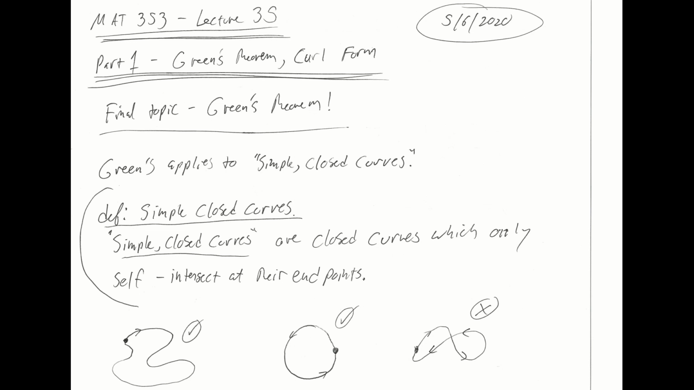There are two versions of Green's theorem, one that corresponds to the idea of curl and one to the idea of divergence, which we've just recently discussed. And so in part 1, we're going to be thinking about Green's theorem curl form. And Green's theorem applies to a special kind of curve known as a simple closed curve.